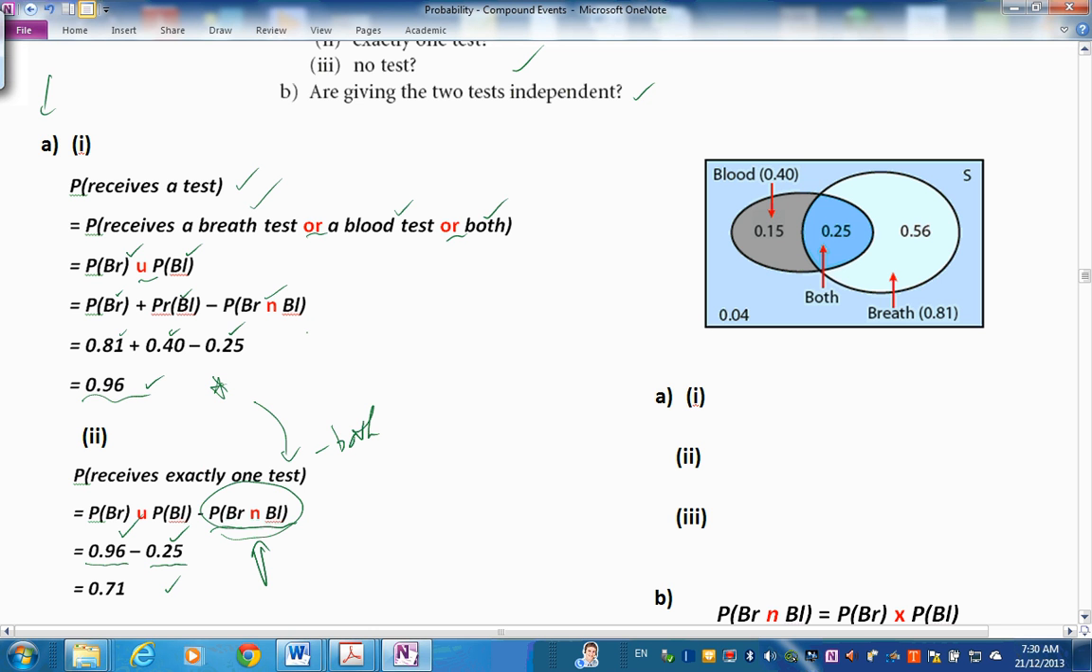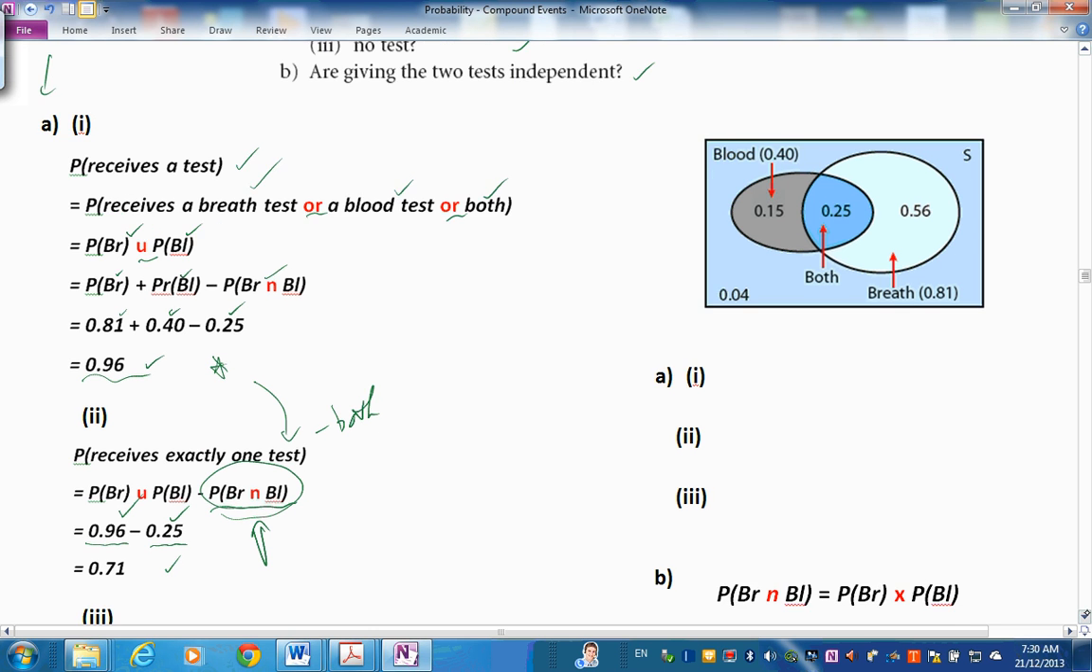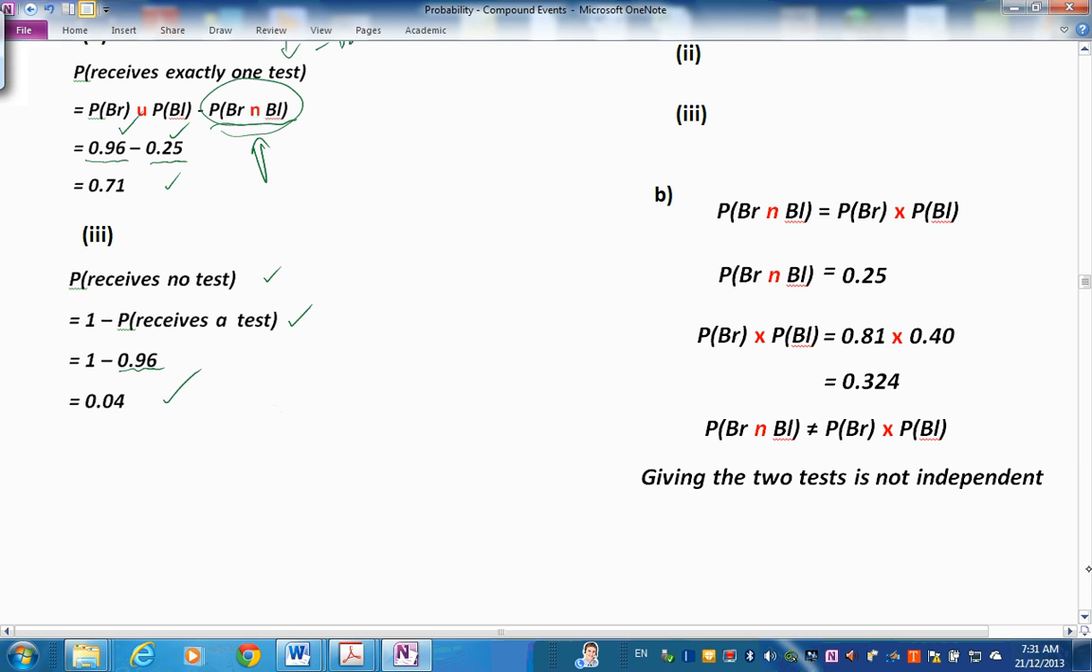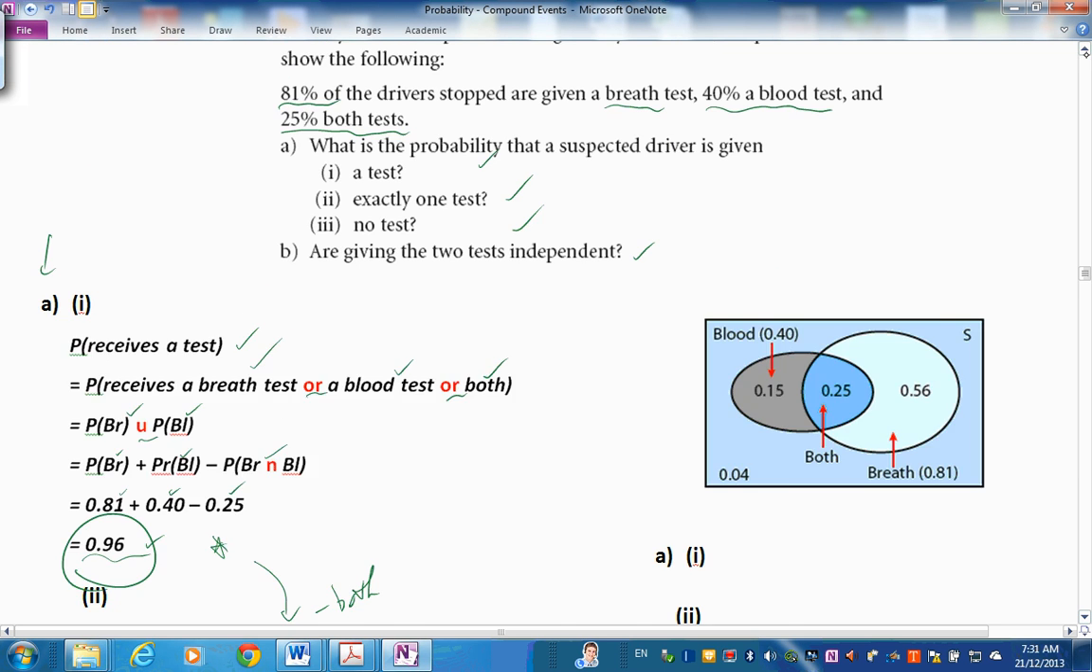Okay. And what's the probability of receiving no test? Receives no test, use the complement, 1 minus the probability one receives a test, which was back up here. Part 1, receives a test, one test or two tests, one or other or both rather. So if they receive none, it's 0.04. Alright, so that's one way of actually looking at the problem. Let's go back up now.